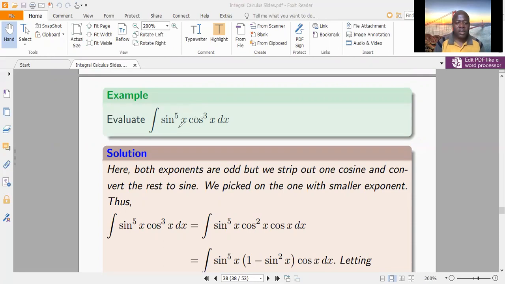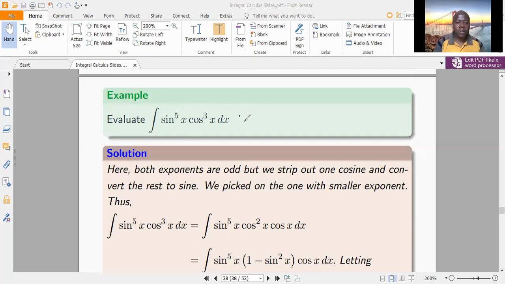But for me, the easier way to do it is to check which of the two exponents is smaller. So in our case, 3 is smaller. And since 3 is smaller, it's easier for me to strip out one cosine and convert the rest to sine. That will make my work easier.